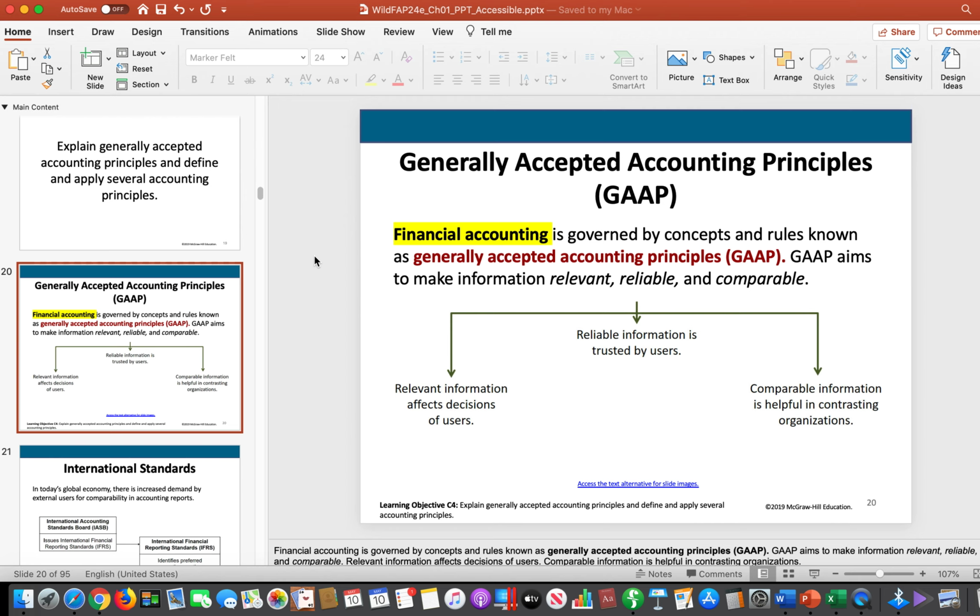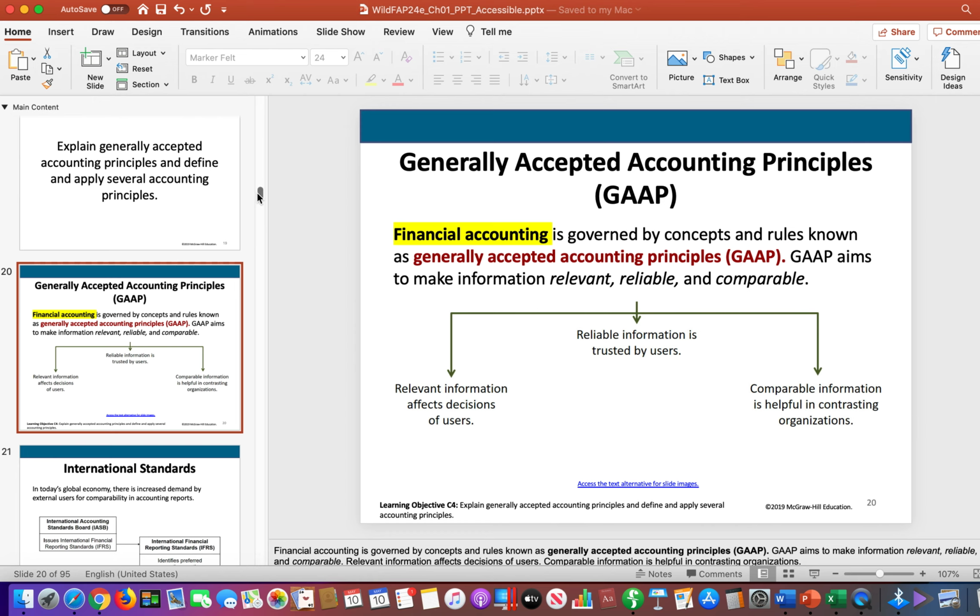And GAAP wants to make sure that the information people receive is relevant, that the information is reliable and can be trusted, and that you can compare company A with company B, and also, by the way, period 1 with period 2 within the same company. So remember the term, Generally Accepted Accounting Principles, GAAP.